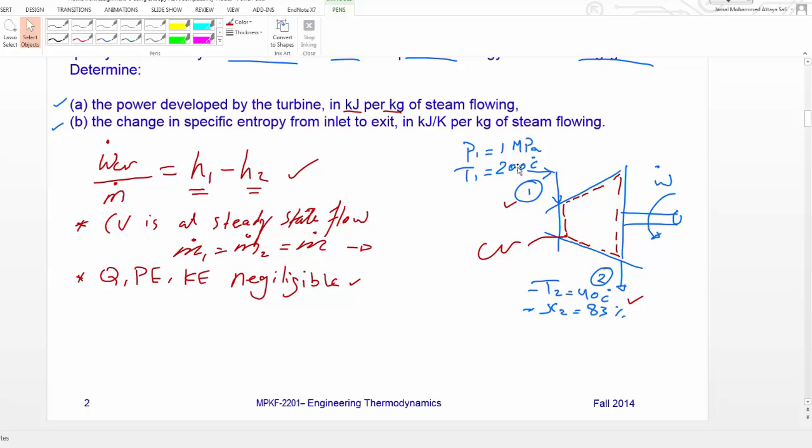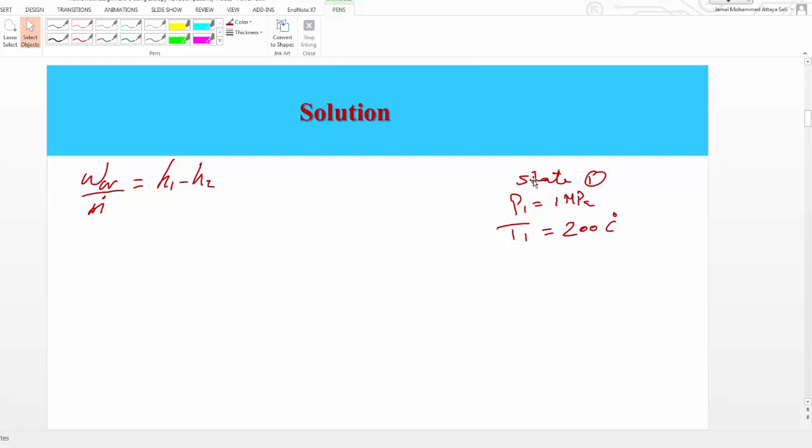And that you can tell if you know that it's superheated, because usually when I send it into a steam turbine, it's superheated. If you don't know this, go to the temperature at 200 centigrade, and then you will find that the saturation temperature there is less than 200. So if T1 is larger than T saturated at pressure 1, then we know that it's superheated. So it's just to go to a superheated table.